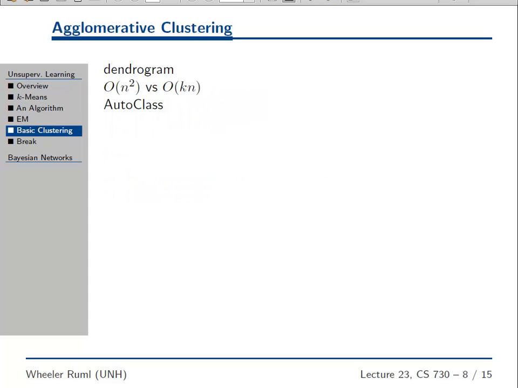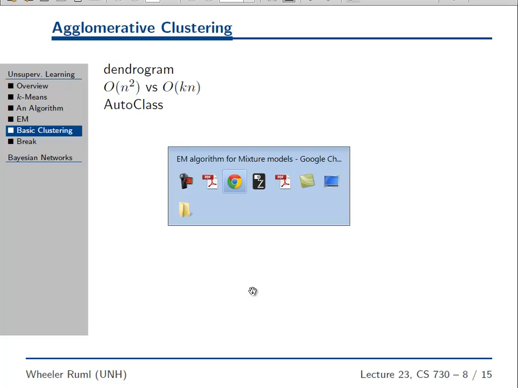In the real world, people do something stupid called agglomerative clustering. And I just want to make sure you've heard about it before you go out into the mean, awful world. Agglomerative clustering is the world's worst algorithm, and it goes like this.